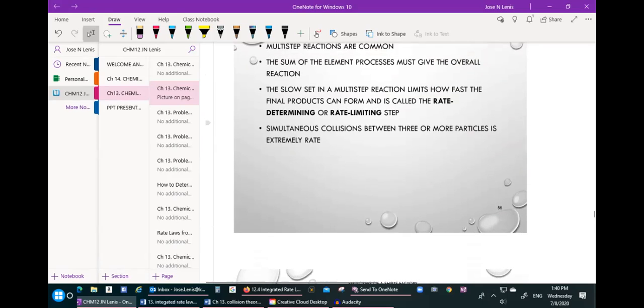And we said that the slowest step of your mechanism is the rate determining step or rate limiting step. Again, since steps in the reaction mechanism can be fast or slow, some of them will go fast, and one of them is going to be very slow, will have a low rate, will go slow, and other steps will go fast.